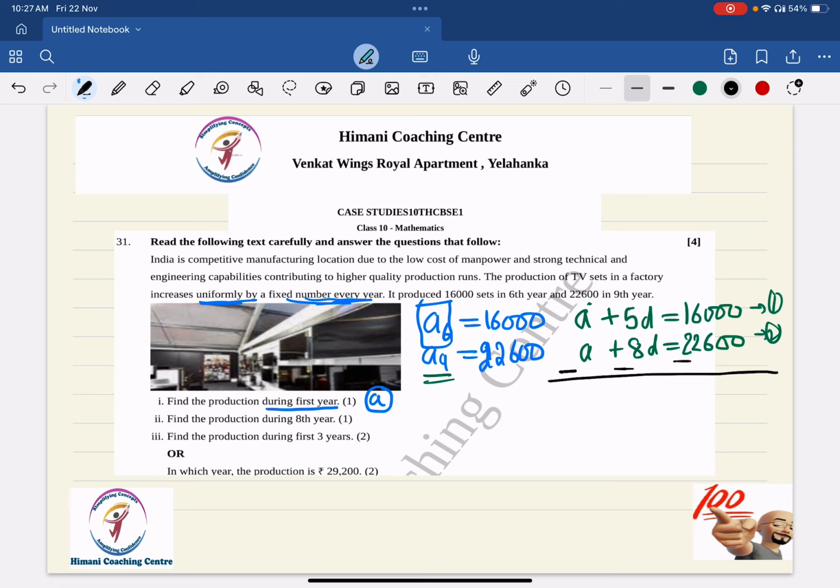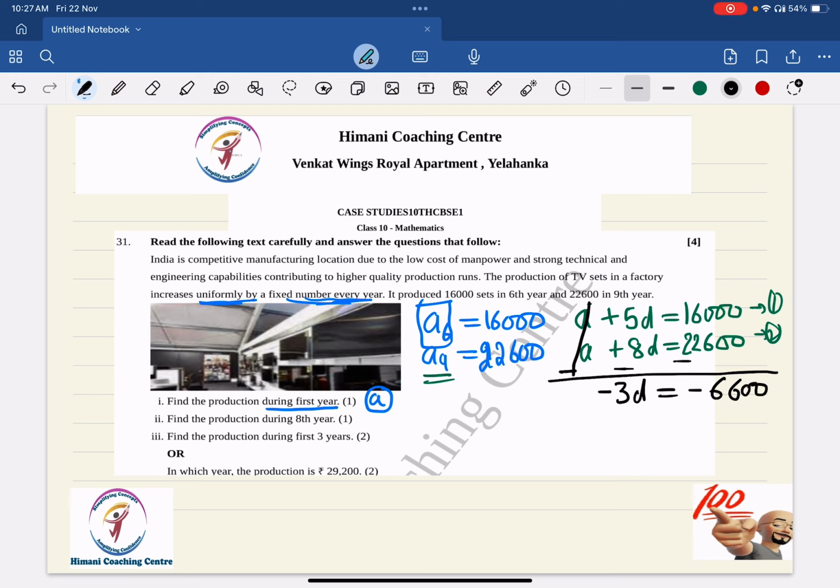We will shortly do a series on simultaneous equations also, where we will discuss various ways of solving them. So A minus A is gone, 5 minus 8 is minus 3d, and the term 22,600 is bigger with a negative sign, so the answer would be minus. I have to subtract 16,000 from 22,600.